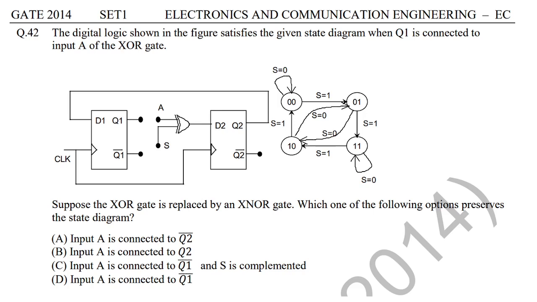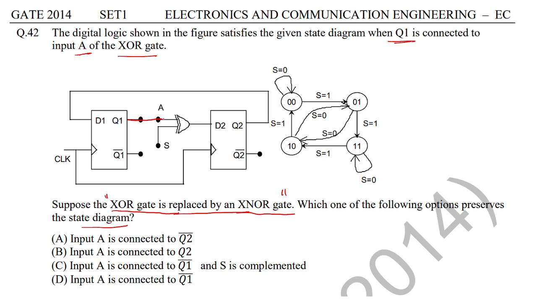Now, next question. What they're saying is this: the digital logic shown in the figure satisfies the given state diagram when Q1 is connected to the input A of the XOR gate. Suppose the XOR gate is replaced by an XNOR gate. Which one of the following operations preserves the state diagram? It means there is no change in the functionality.